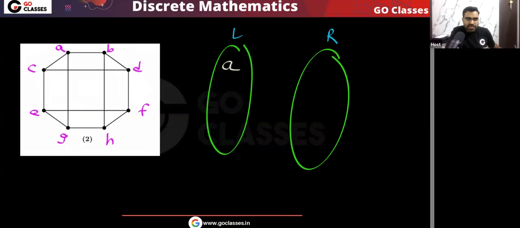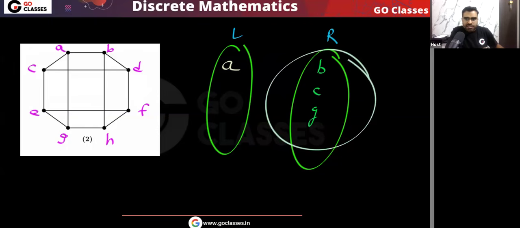If I put vertex A here, then you tell me where to put vertex B, C, G, because you can see A is adjacent to B, C, G. So B, C, G must go here. Now tell me, are these three vertices adjacent? Vertex B, vertex C, vertex G, they are non-adjacent. Whatever two vertices you take here, they are non-adjacent. So far everything is fine.